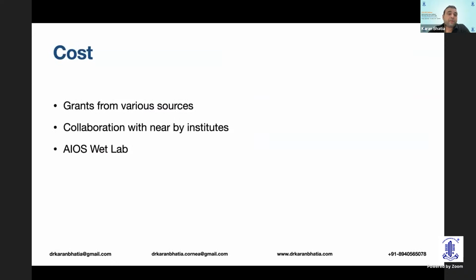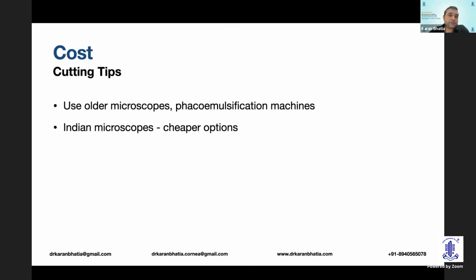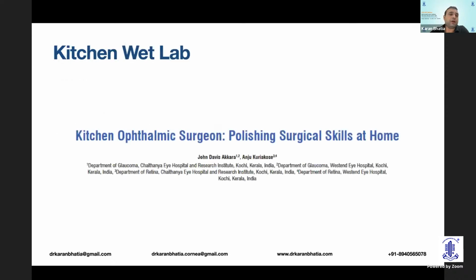Now, the cost is a very important factor. You need grants from various sources. You need to collaborate with nearby institutes if you don't have that many funds. And the AIOS has also launched a wet lab in Delhi at the AIOS headquarters, so you can use that as well. Cost-cutting tips would be to use older microscopes or rejected phacoemulsification machines, or Indian microscopes are a cheaper option. There are multiple things like that you can cut. You can use all the stuff that has been discarded in your OT from a surgery.